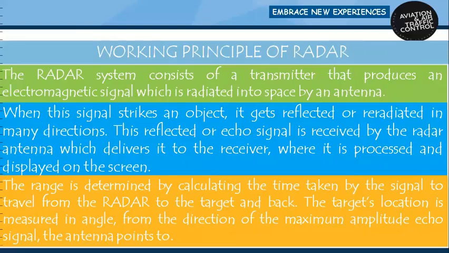Working principle of radar. The radar system consists of a transmitter that produces an electromagnetic signal which is radiated into space by an antenna. When the signal strikes an object, it gets reflected or re-radiated in many directions. This reflected or echo signal is received by the radar antenna, which delivers it to the receiver where it is processed and displayed on the screen. The range is determined by calculating the time taken by the signal to travel from the radar to the target and back. The target's location is measured in angle from the direction of the maximum amplitude echo signal the antenna points to.